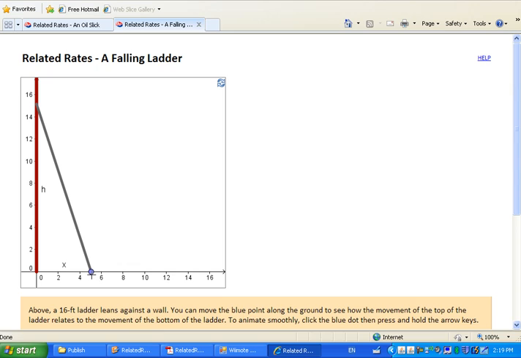Now, here's the height of the ladder. Here's the distance from the wall. Now this time, as I pull the ladder away from the wall, I want you to watch the top of the ladder. I'll do my best to pull it at a constant speed.